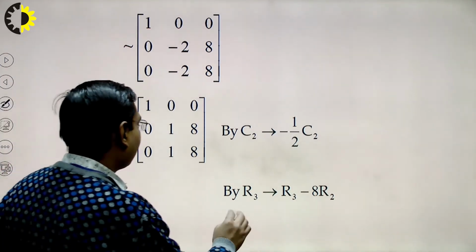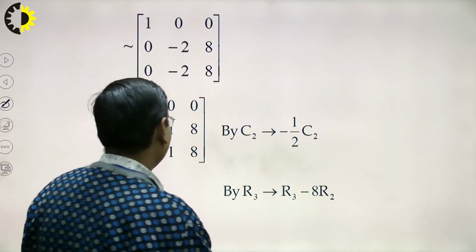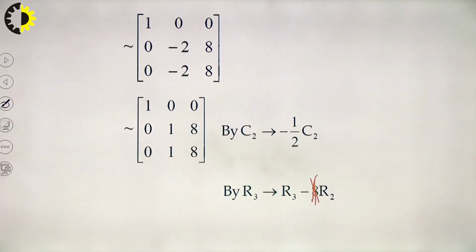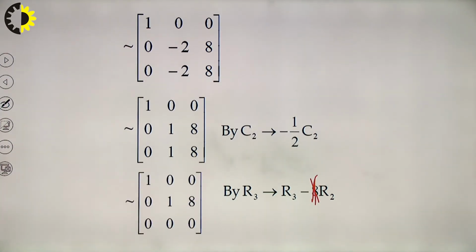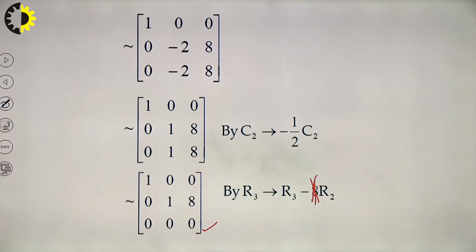For this I apply R3 replaced by R3 minus R2. It is R3 replaced by R3 minus R2. Applying this transformation, I obtain 0, 0, 0 at the last place.